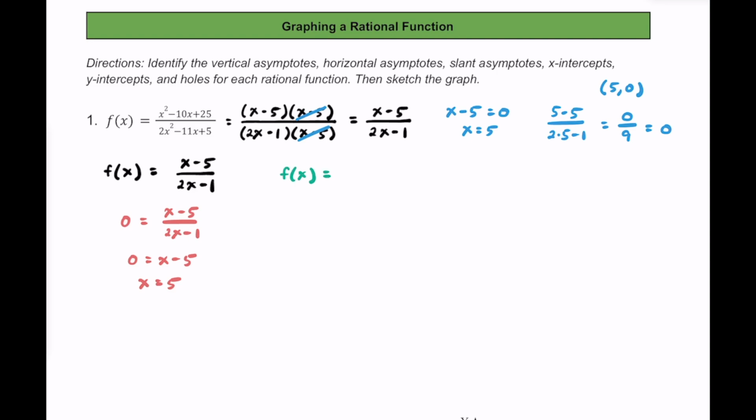If we substitute in 0 for x, it's going to be 0 minus 5 over 2 times 0 minus 1. Now 0 minus 5 on top is going to be negative 5, and then 2 times 0 is 0, minus 1 is going to be negative 1. So negative 5 divided by negative 1 is going to be a positive 5, right? So that was when x was equal to 0. We found out that y was equal to 5 here. So this point is going to be 0, 5, right? We just said when x was 0, we found out f of x, or y, was equal to 5. So this right here would be our y-intercept.